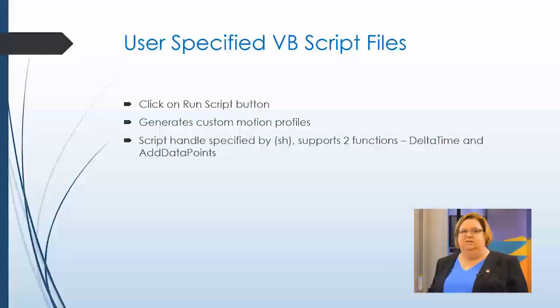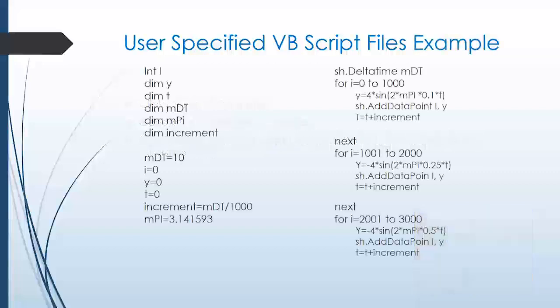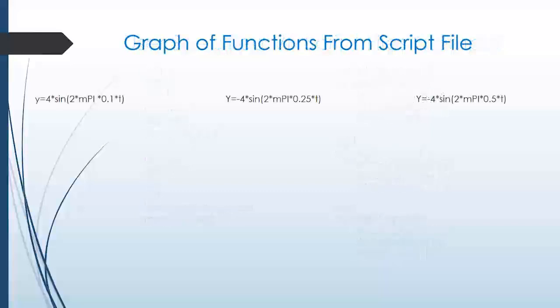It is custom motion profiles, and it supports two functions, delta time and add data points. The user specified script files, this is an example where you actually will be indicating these different parameters, and then you can tell it from a certain time what you want it to do, and then for the next time what you want it to do. And this is by waveform functions. So it's really defined for the person.